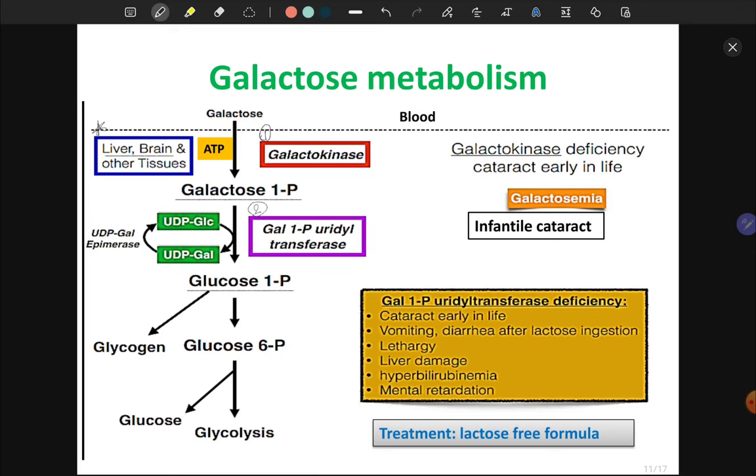Glucose 1 phosphate will convert to glucose 6 phosphate, can enter in glycolysis or can convert back to glucose or can go to the glycogen storage.